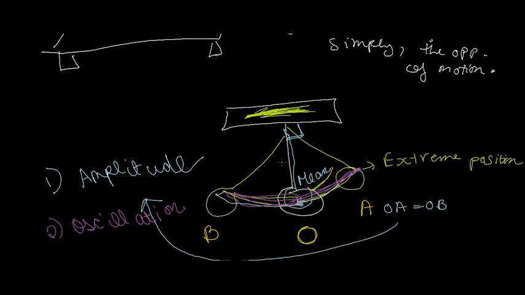Wait, could it even be from B to O to A to O to B? Oh yes, of course, its path is symmetrical. Ah, nice. I never thought about that. There's one more fact which I forgot to tell, that this angle and this angle are equal, which we will be proving in another video.